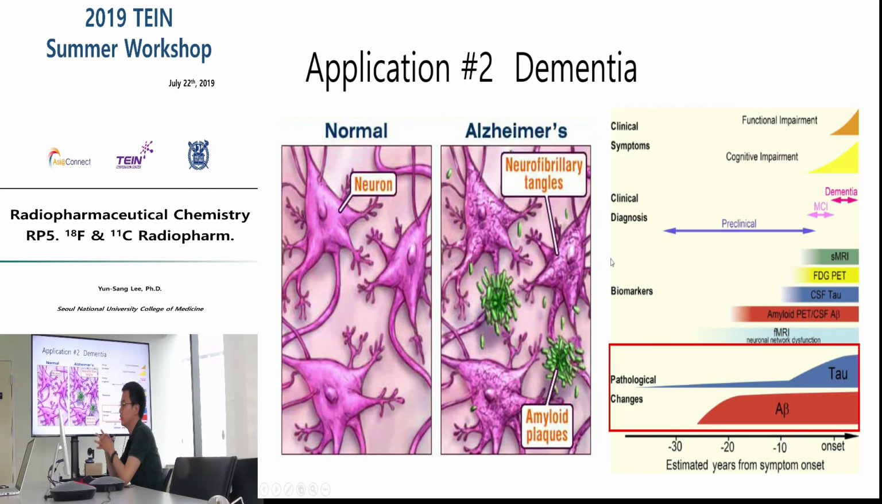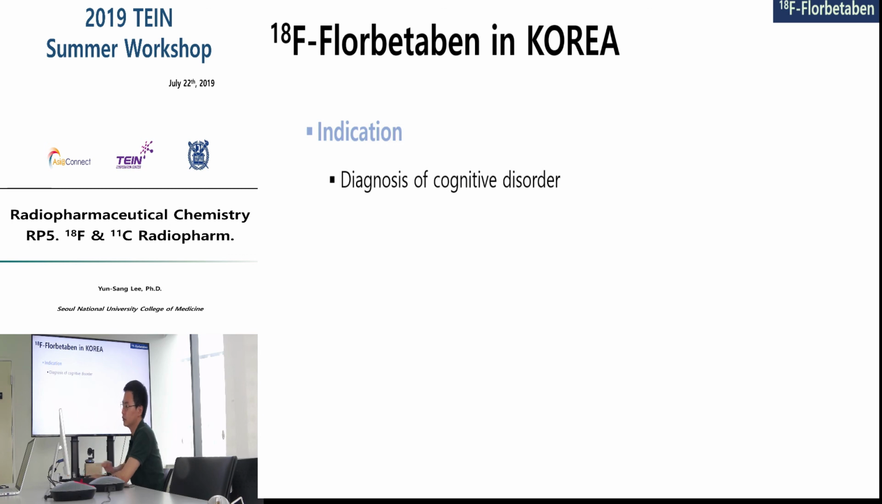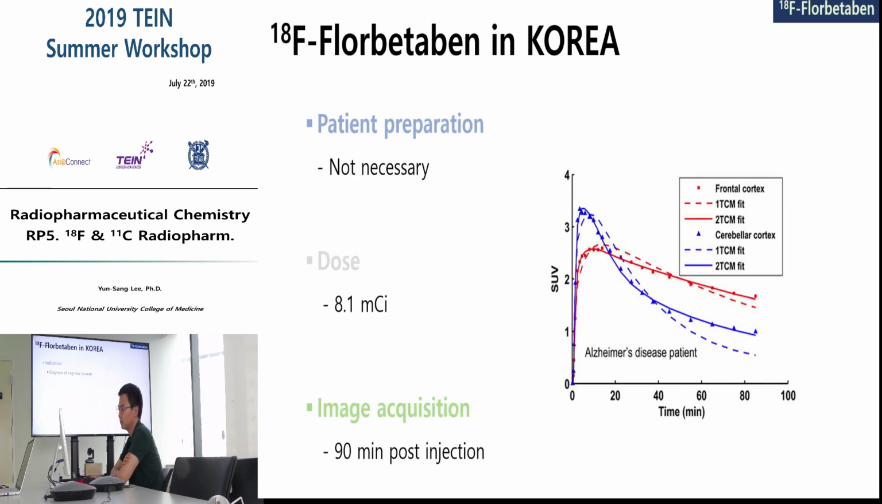And the second one, as Professor Lee also mentioned, is imaging dementia and cognitive disorder. There are agents targeting amyloid beta and tau. In Korea, we are using florbetaben for the diagnosis of cognitive disorder. There is no significant preparation for the patient. We use near 8 millicurie injection, and we get the image 90 minutes post-injection.